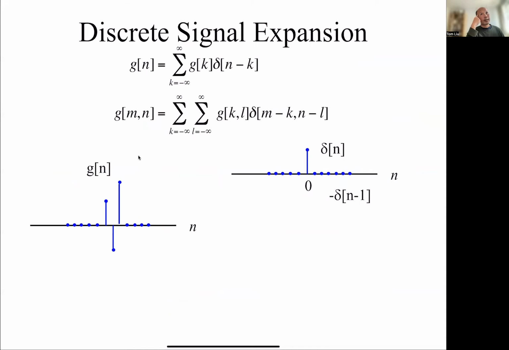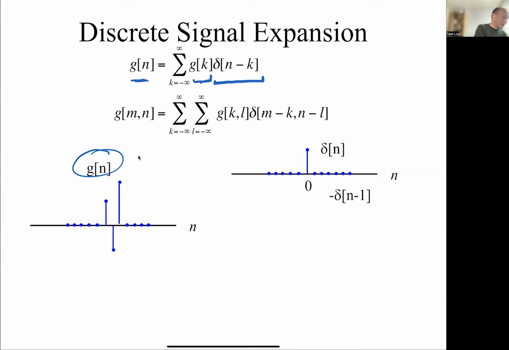Okay, the next concept that we want to talk about is discrete signal expansion. This is just saying if I have any function g of n, for example, some function I just made up, the claim is I can write that as shifted delta functions. I'm multiplying them by some value, and then I'm just summing them up. Let's see if that makes sense.